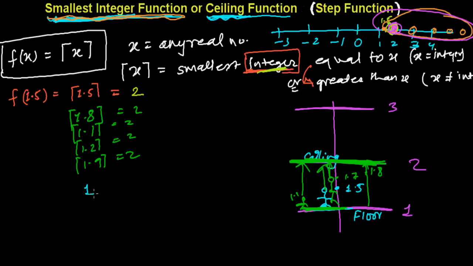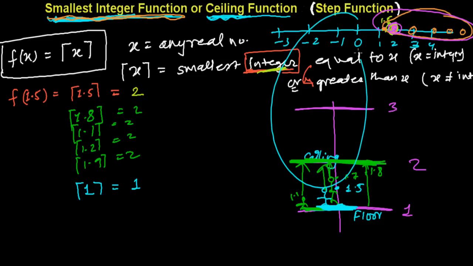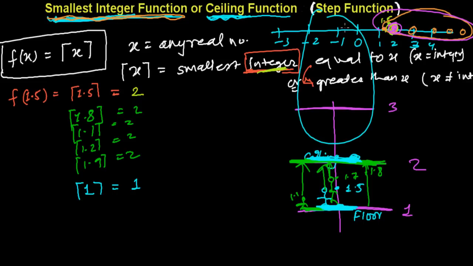Let's say now I have 1. What will be the ceiling for 1? For 1, it will be 1, as our definition says it gives the smallest integer equal to x or greater than x. So for the guy who is 1 meter, the smallest integer will be 1 only. It does not matter how many bigger integers there are. The smallest integer will be 1 only. And if someone is 2, then for him the smallest integer will be 2. If you go above, there are a lot of integers, but among all of them, the smallest one is 2.